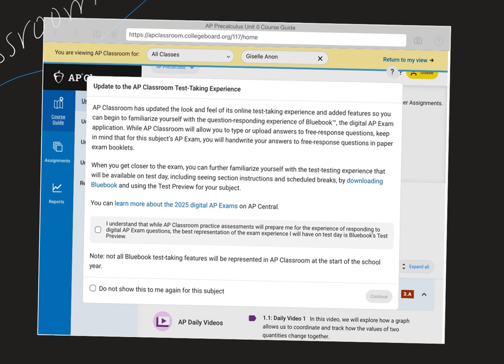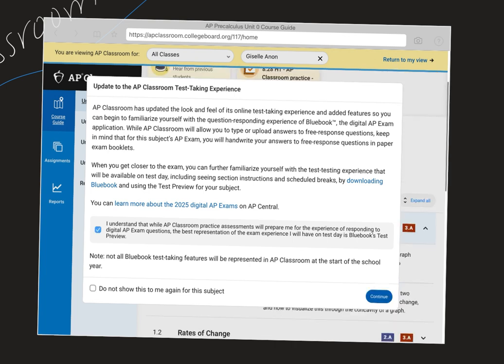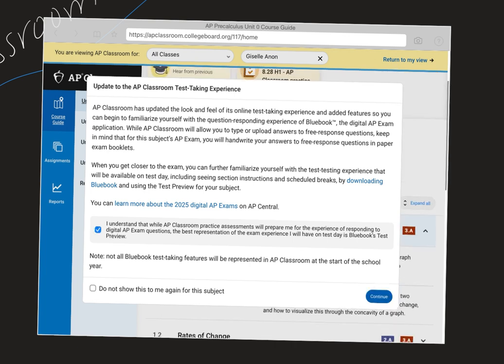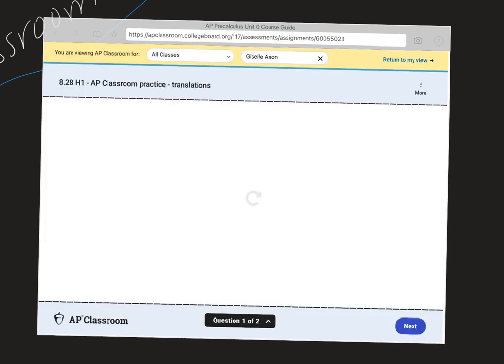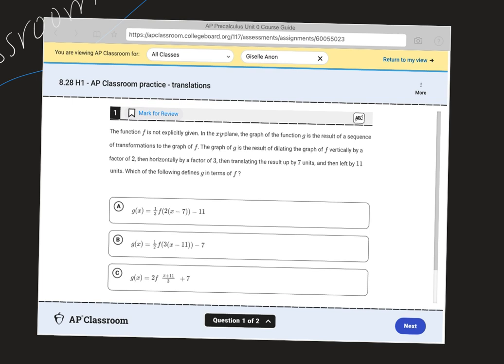You're going to get this update in AP Classroom. You can click I understand, click don't show me again, and click continue. And then there's lag, and then you're going to get your actual AP Classroom questions. Wait for it.